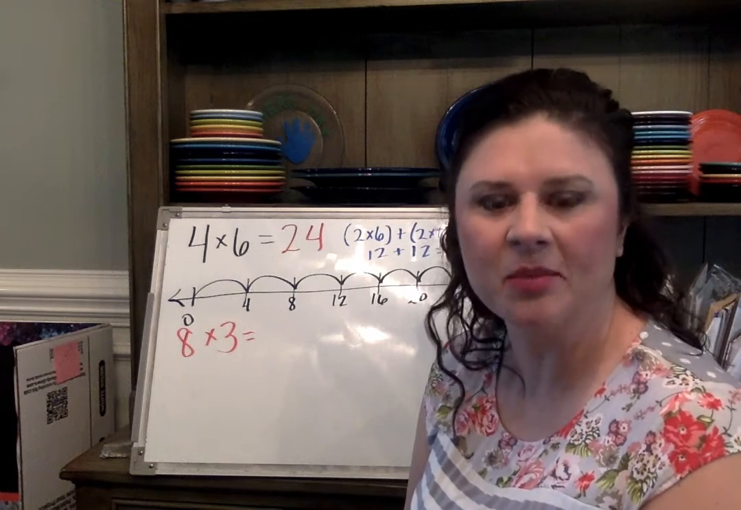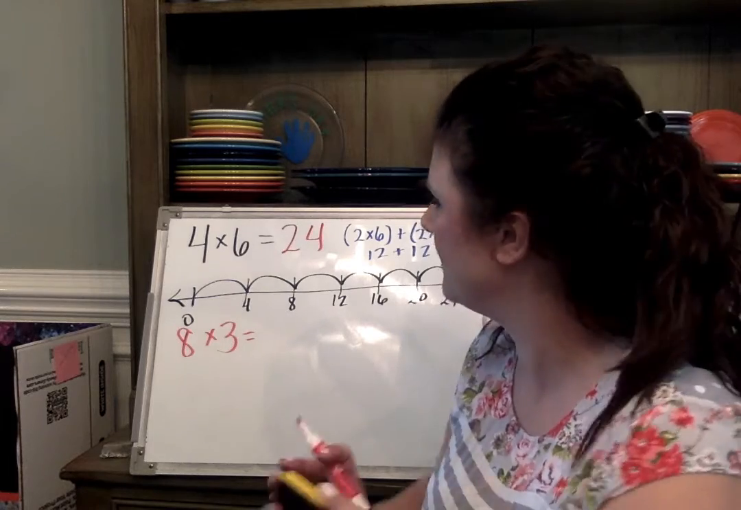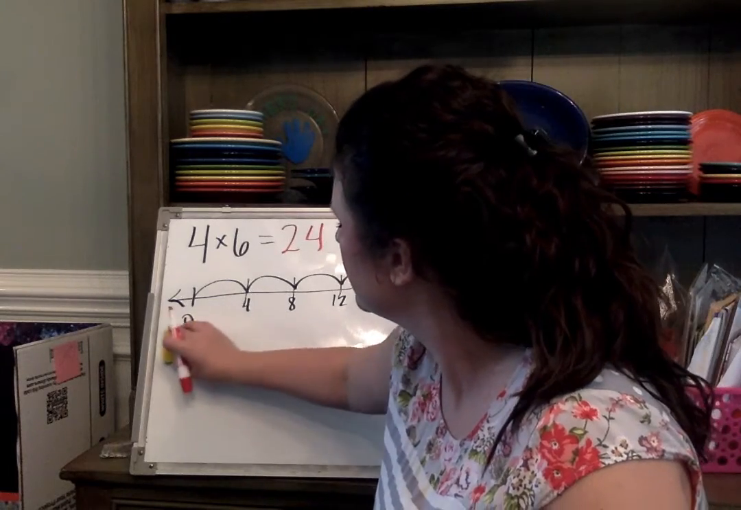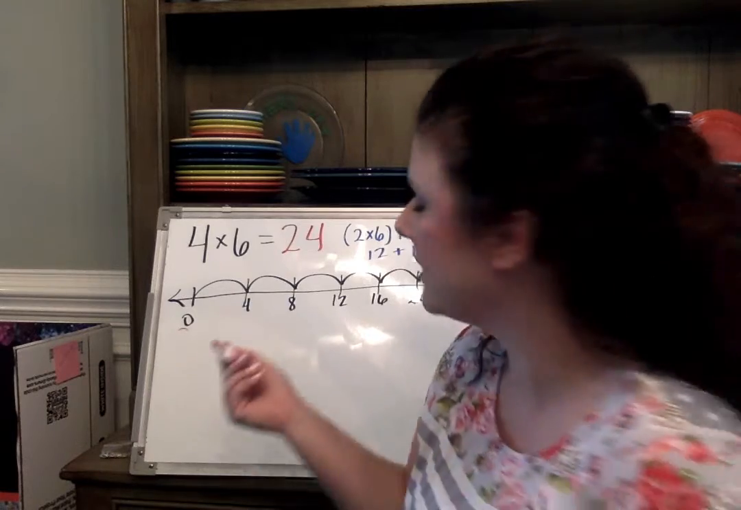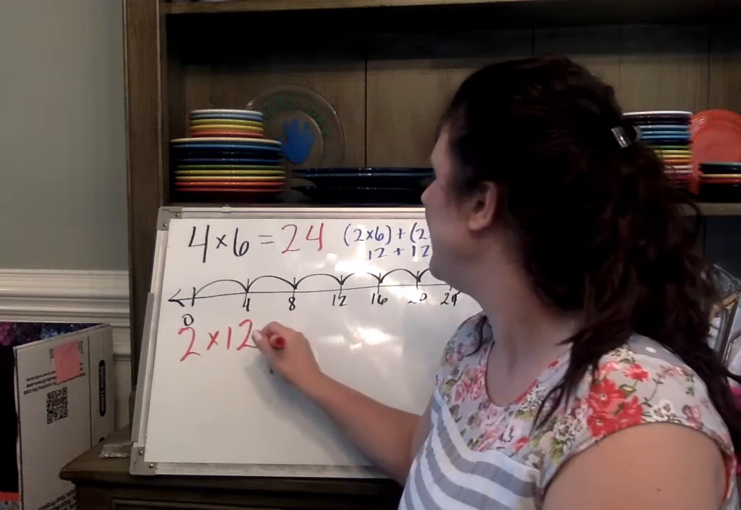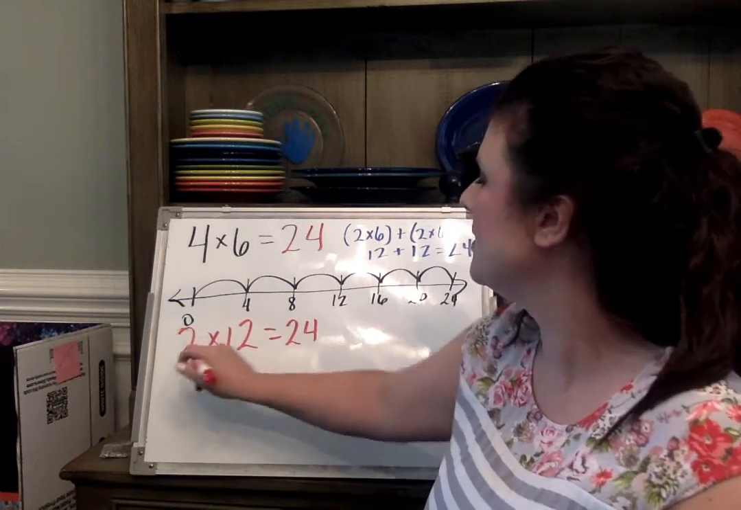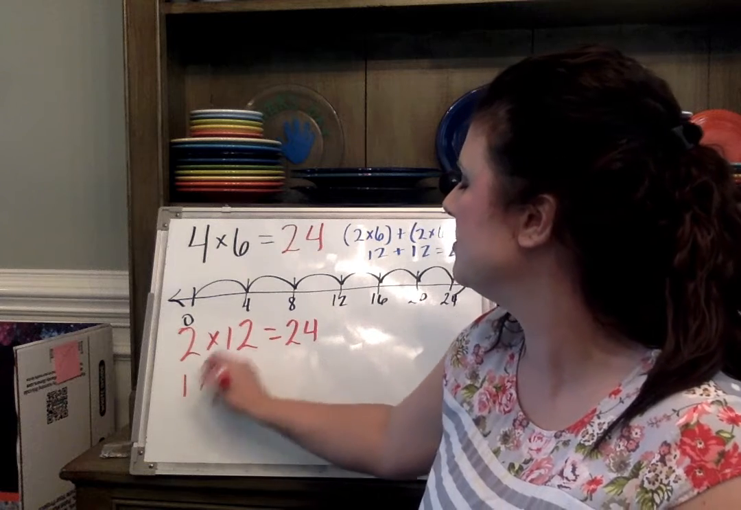That's still not a friendly problem because I'm probably going to have to count by 3s if I just don't know my facts. That's not good. So let's halve the 4 and double the 6. 2 times 12 is 24. But what if I halved that 2 and doubled the 12?